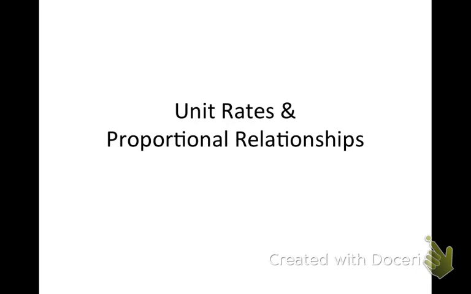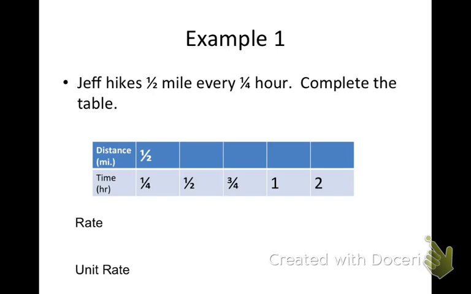Today's lesson you'll be learning about unit rates and proportional relationships. So in the first example, fill out the table. Jeff hikes 1/2 mile every 1/4 of an hour. If you complete the table with the missing distance to find out how far he will walk in a 1/2 hour, 3/4 of an hour, 1 hour, and 2 hours.